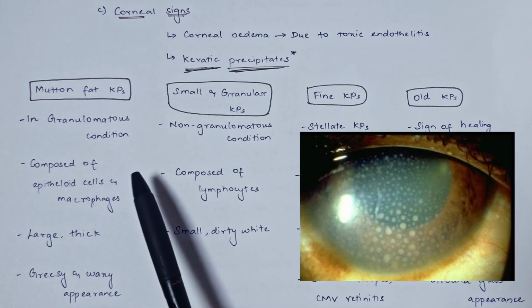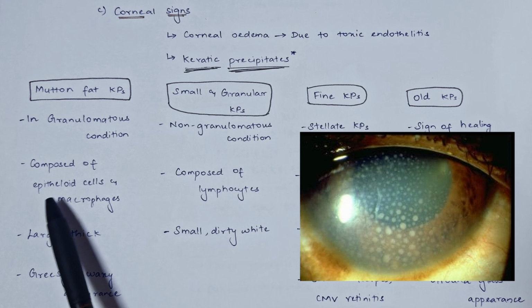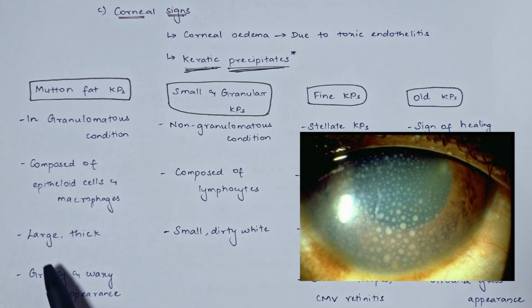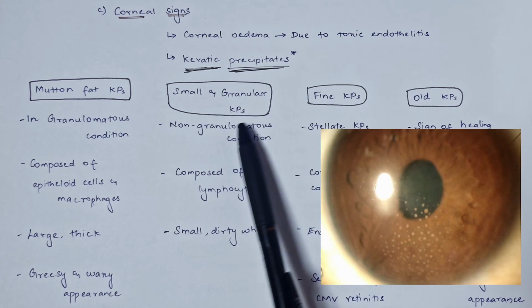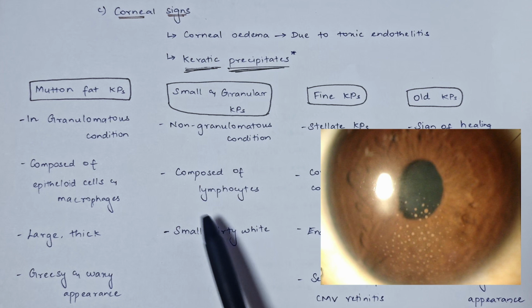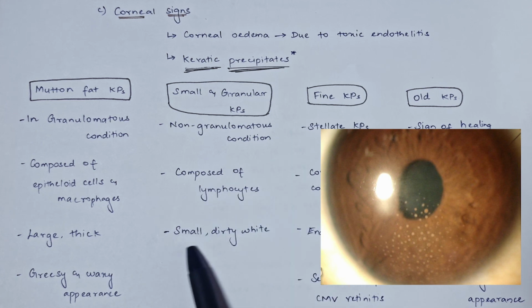Mutton fat keratic precipitates will occur in granulomatous conditions. It is composed of epithelioid cells and macrophages. They are large and thick, greasy and waxy in appearance. Small and granular KPs are seen in non-granulomatous conditions. It is composed of lymphocytes. It appears small and dirty white colored.